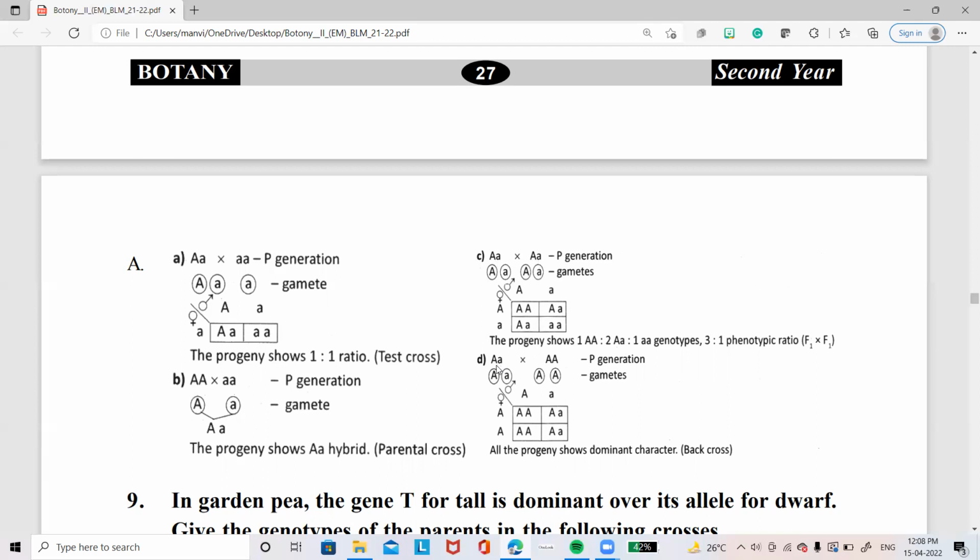Next, heterozygous dominant with homozygous dominant. It's a back cross, actually, one of the back crosses. We get 50% homozygous dominant, 50% heterozygous dominant. Phenotypically, we will get 100% dominant.